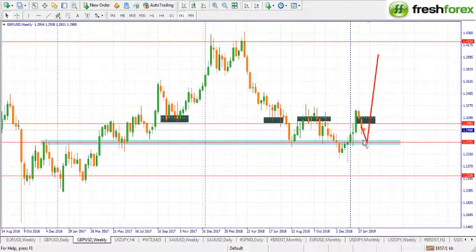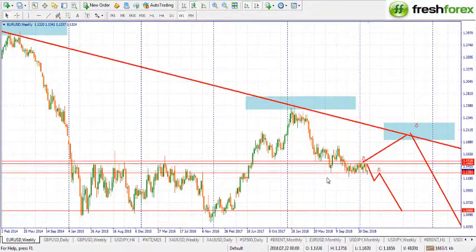Then GBPUSD, we want price to go up to this weekly level so that we can pick a buy upwards. EURUSD, if by the end of this week the price closes below 1.1293, then that's a sell. But if it closes above, then we want it to proceed upwards towards this place here.